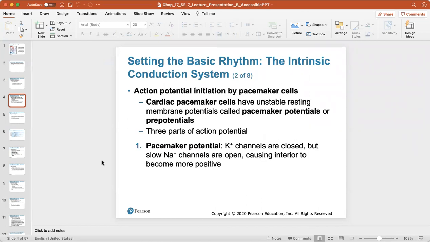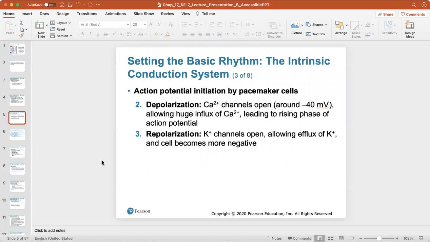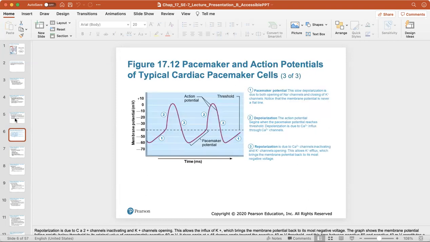heart. The action potential is initiated by pacemaker cells, and your cardiac pacemaker cells have an unstable resting membrane potential called a pacemaker potential. And there are three parts of the action potential. The pacemaker potential is when the potassium channels are closed and slow sodium channels are open, causing the interior to become more positive. And then we get a depolarization and a repolarization phase, which initiates the action potential of these pacemaker cells. And this just shows the pacemaker potential, the depolarization and the repolarization phase of these action potential stimuli of the typical cardiac pacemaker cells.